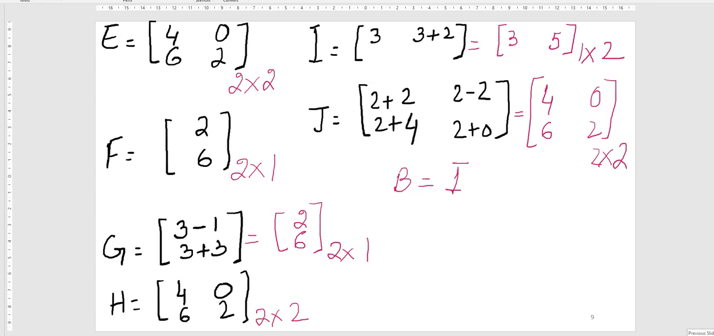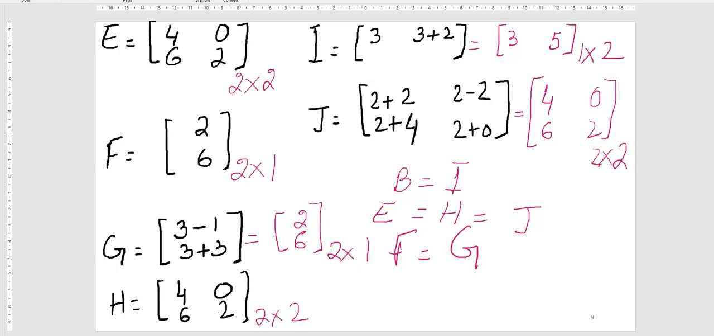Next you have to see what else is equal. E, I will write down here. See, E is equal to H is equal to J. These three are the same: E 2 by 2, H 2 by 2, J 2 by 2. Their entries are the same: 4, 0, 6, 2, 4, 0, 6, 2 and 4, 0, 6, 2. So these are equal, and lastly F is equal to G.